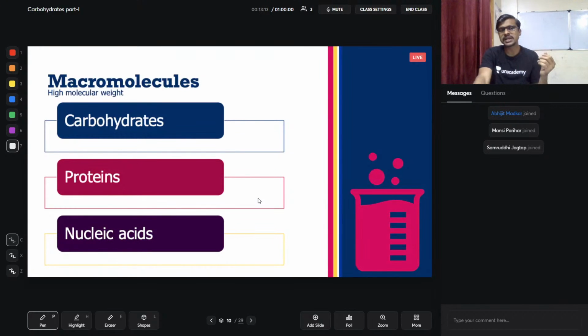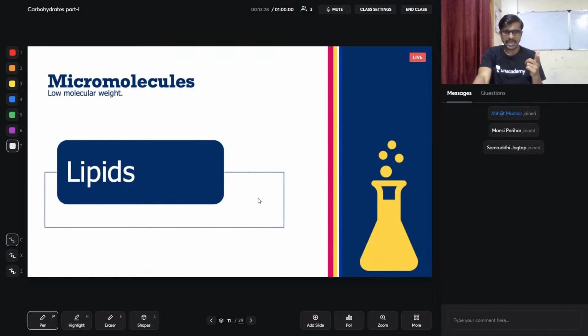So macromolecules: carbohydrate, protein and nucleic acid. Please write it down. There is always a question: which of the following is not a macromolecule? Your lipid is not a macromolecule. High molecular weight compounds are macromolecules: carbohydrate, protein and nucleic acid. And lipids are micromolecules.